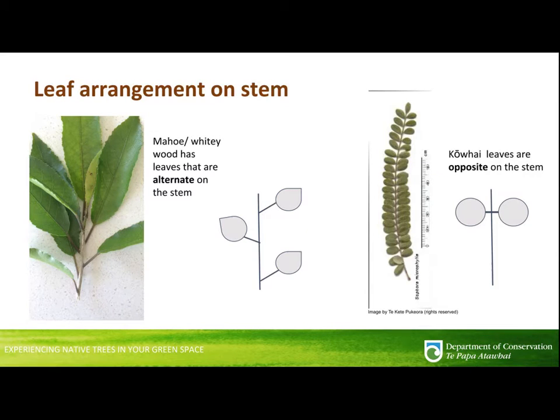Leaves also have different arrangements on the stem. So that just means where they sit on the stem. You can see here that these leaves alternate on the stem. So they go from there to the next one to the next one. So they alternate side to side. Whereas a kowhai leaf is opposite. So the leaves are directly in front of each other.